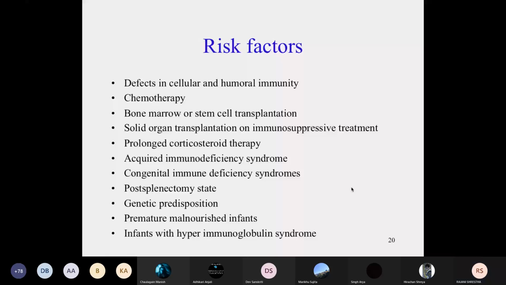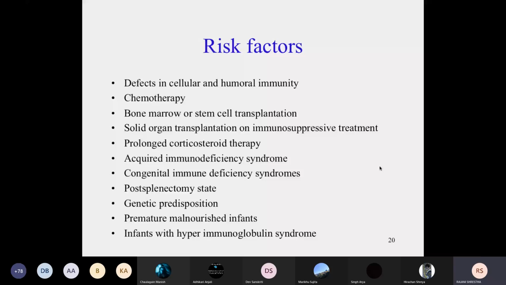And sometimes it may be genetic, or in cases of hyperglobulinemia syndrome, or in cases of premature malnourished infants. So these all are the risk factors for having fungal infection. Okay.